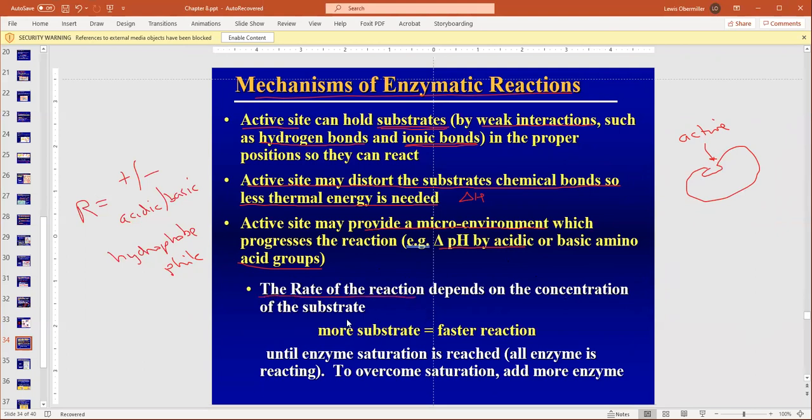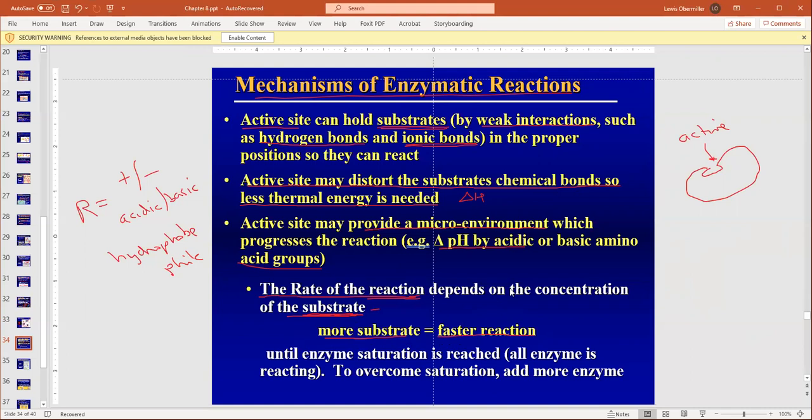So the rate of the reaction depends on the concentration of the substrate. That makes sense. If you're building iPhones, for example, and you don't have enough parts, then you're only going to be able to make so many iPhones. You want to make more iPhones, you need more parts. In this case, you're not going to make more fructose and glucose unless you increase the amount of sucrose. So the more substrate, the faster the reaction.